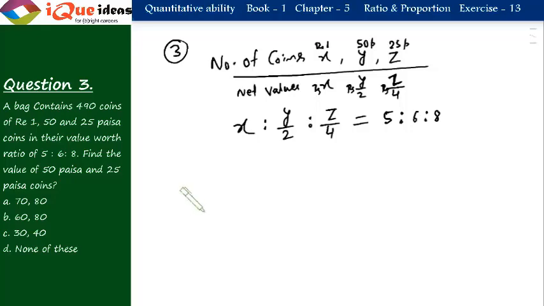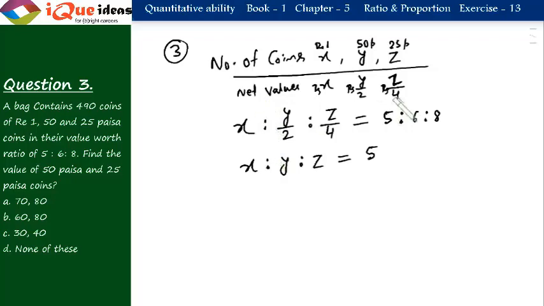Alright. Now from here we have to find x is to y is to z. Okay. Let's see. What will happen? Now x does not have any factor. y is divided by 2, z is divided by 4, and on the other side we have 5 is to 6 is to 8. So from here, if we want to find x is to y is to z, x we are not changing, so 5 will not change. Now instead of y by 2, we have made it y. That means we have to multiply by 2.